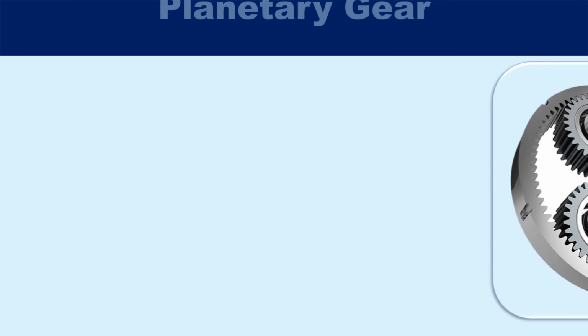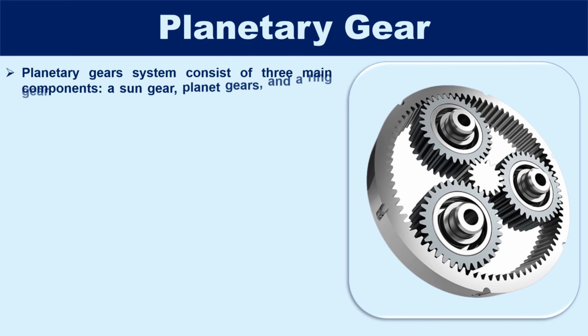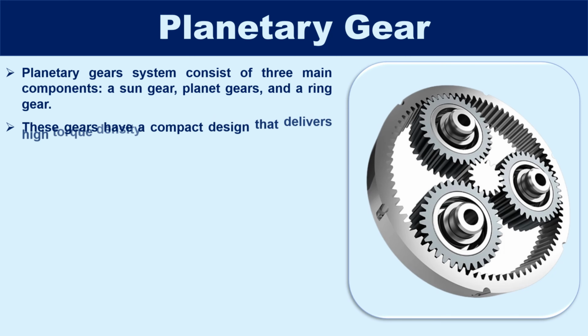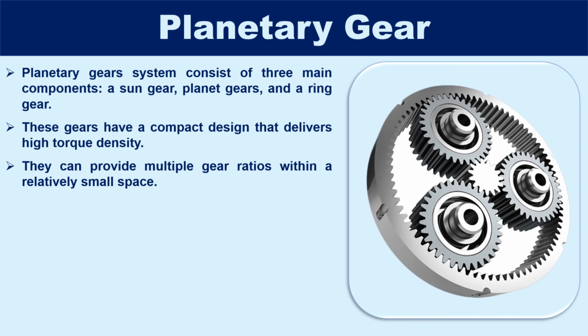Planetary gear. Planetary gear systems consist of three main components: a sun gear, planet gears, and a ring gear. These gears have a compact design that delivers high torque density. They can provide multiple gear ratios within a relatively small space.